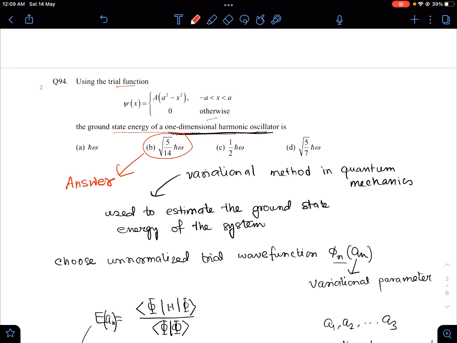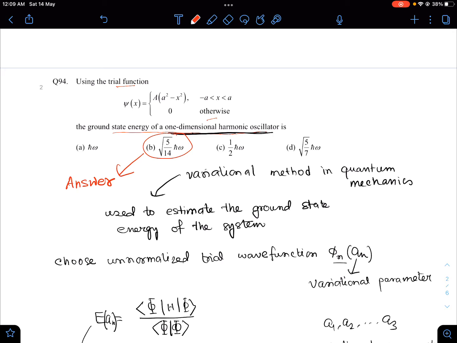So this is one type of problem that appeared in various exams. You will be given a trial wave function, and you will be given the Hamiltonian of the system, or rather here it is told as a harmonic oscillator. So you know the harmonic oscillator potential. With this information, you have to find the ground state energy using this variational method, and it is quite doable and easy.